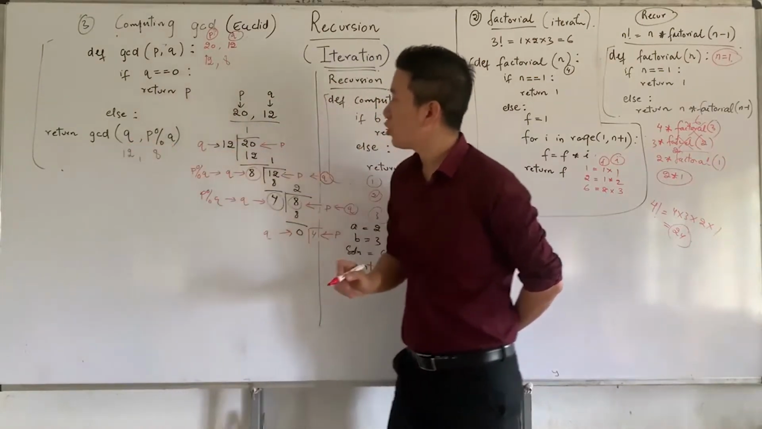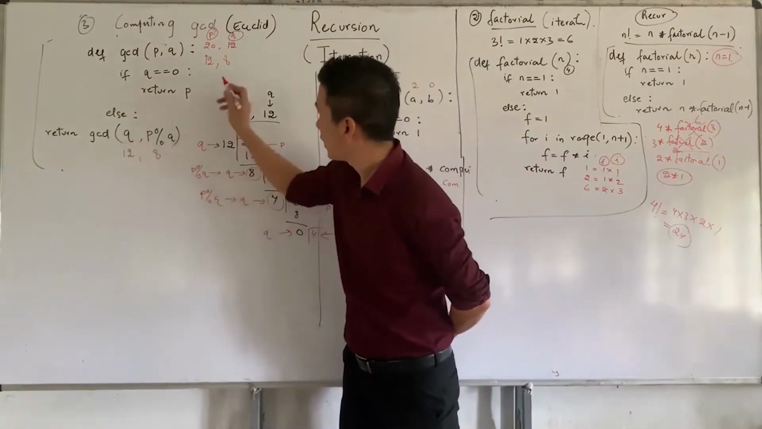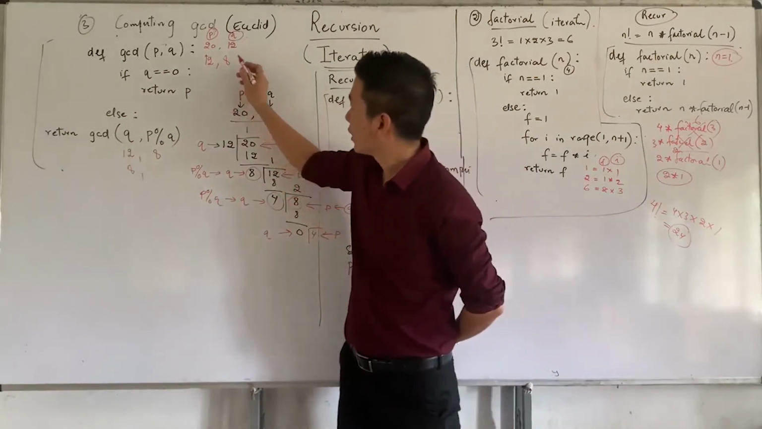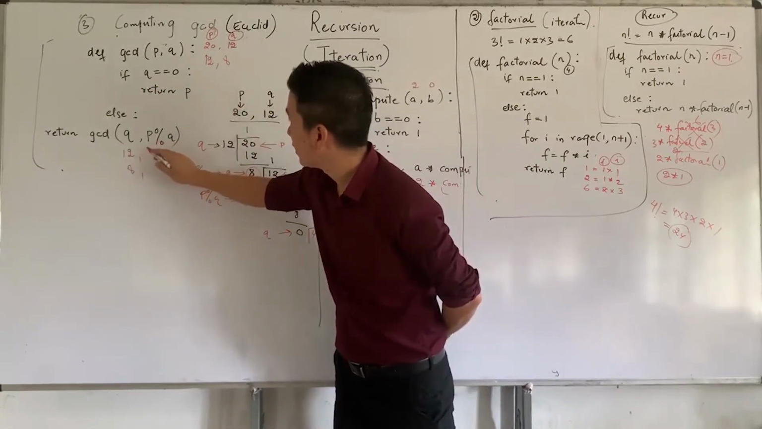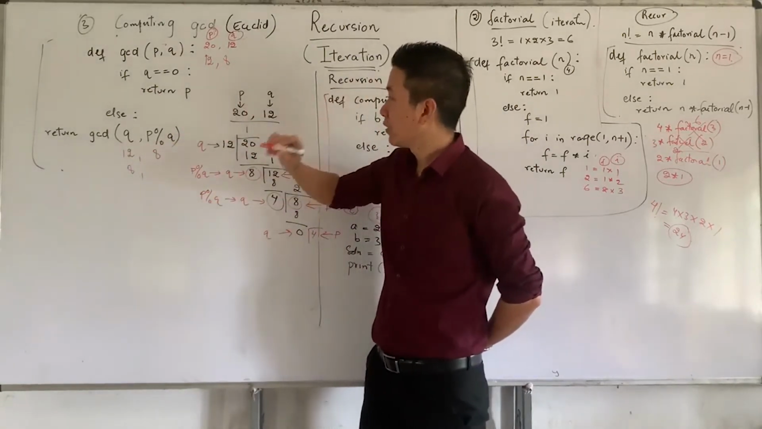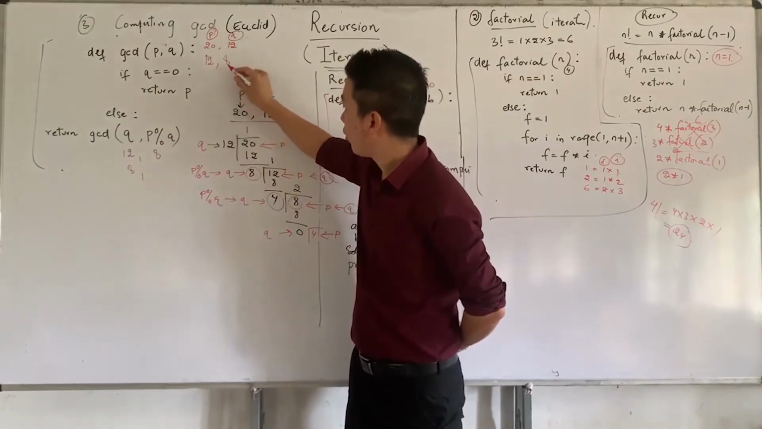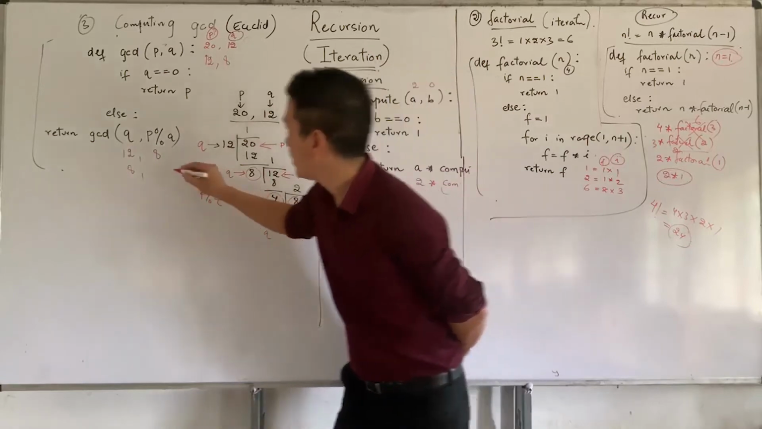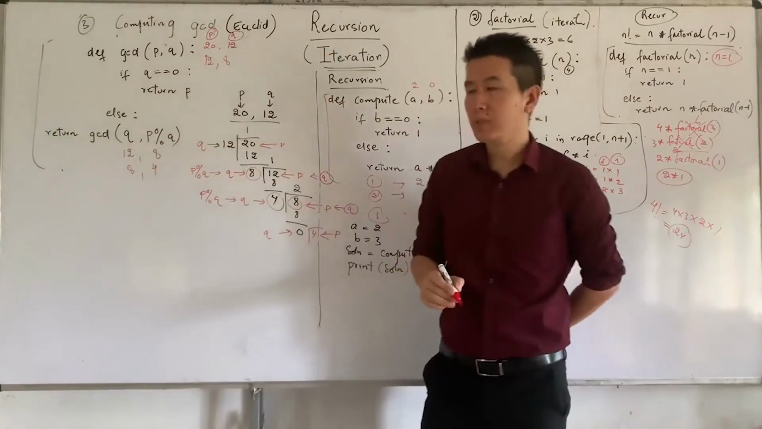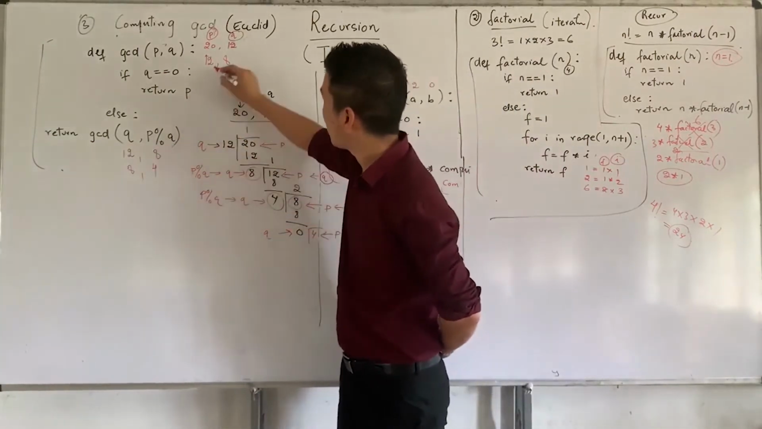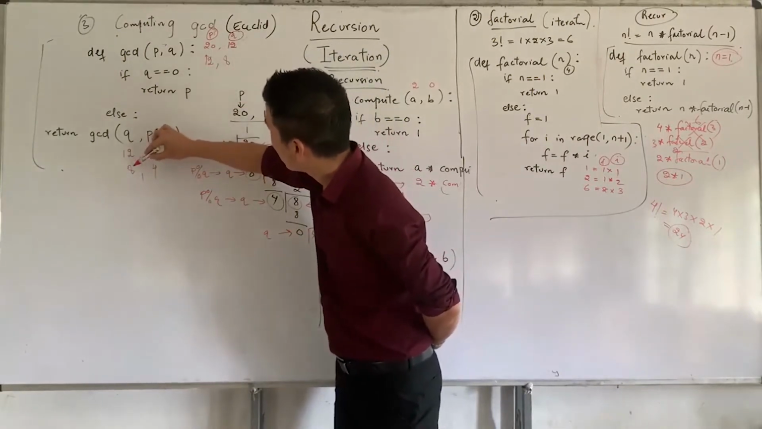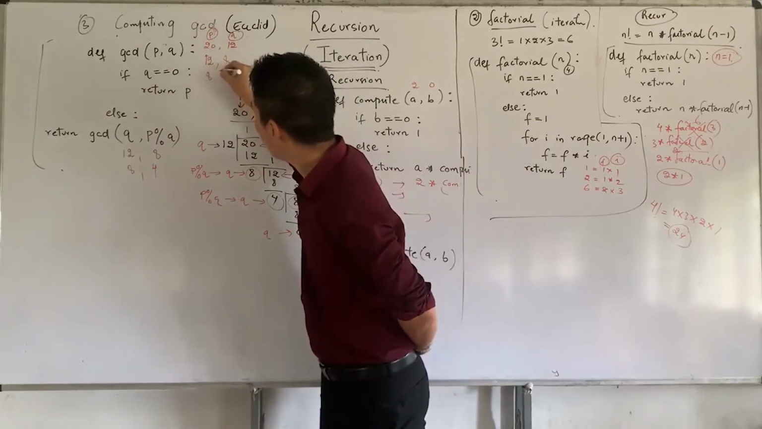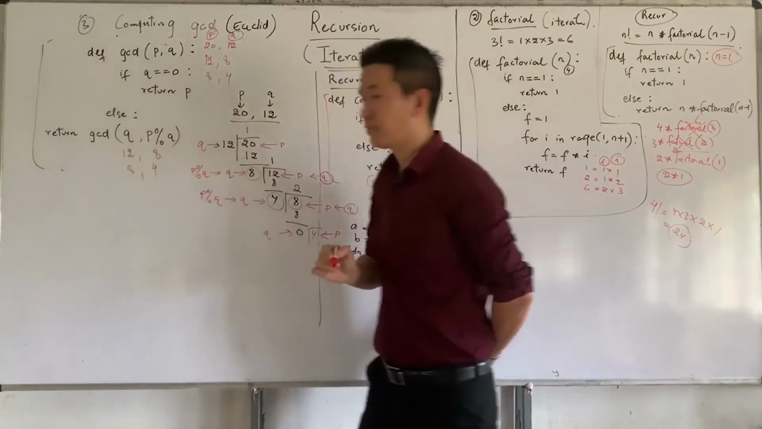So this time the value of Q is 8 and the value of P is 12. The value of Q is 8, 12 modulus 8. 12 modulus 8, you have the remainder as 4. So the 8 will again be assigned to P and this will be assigned to Q. So you will have 8 here and then you will have 4.